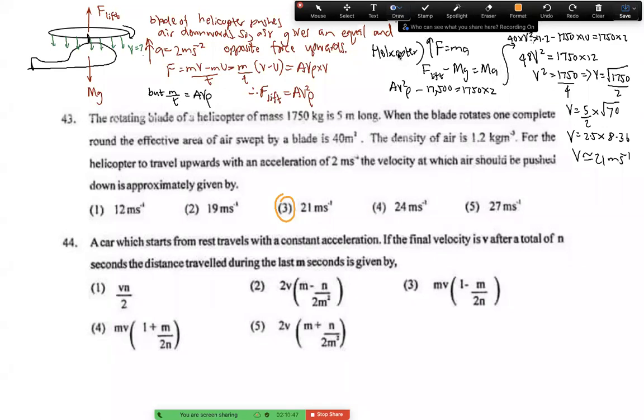Okay, let me put a diagram like this. Shall we try to do it with a v-t graph? The graph has to be like this, no? Starting from rest, it should increase like this, velocity with time. And after n seconds, velocity is v. The question is, what is the distance traveled during the last m seconds? They're asking for this distance. Do you agree with me? During the last m seconds, we need to find this distance.